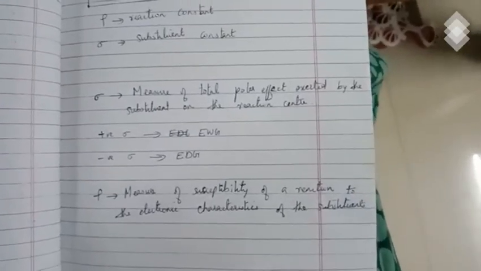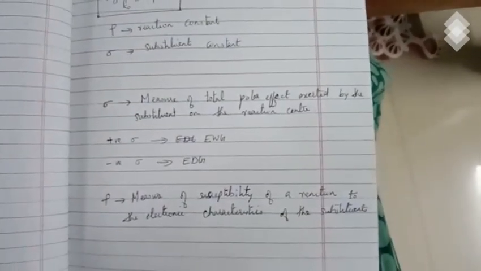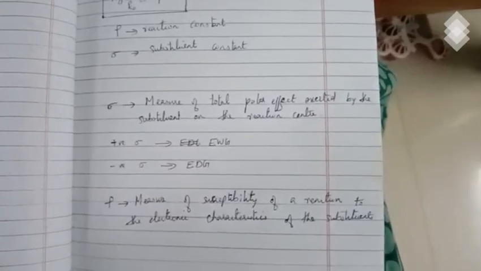That is rho. If you want more, we can do a different video on the physical significance of sigma and the physical significance of rho. The Hammett equation is a very important topic. It's a very wide topic. So this is only a basic introduction.